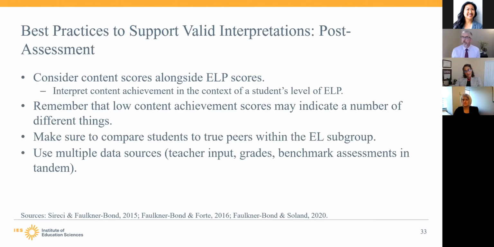All right, so after you've actually administered the assessment, then what else can we do? We have the scores, we know that the test wasn't perfect, we wish it had been a little bit more accessible, but it wasn't, and so now we have these scores. What do we do?